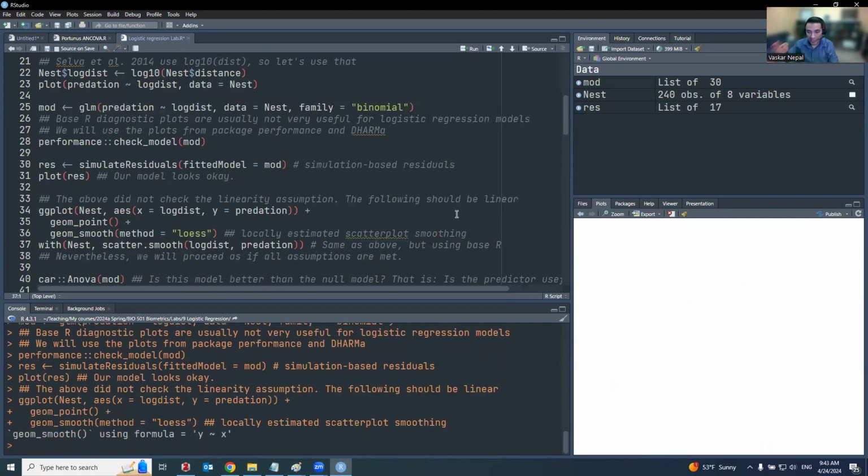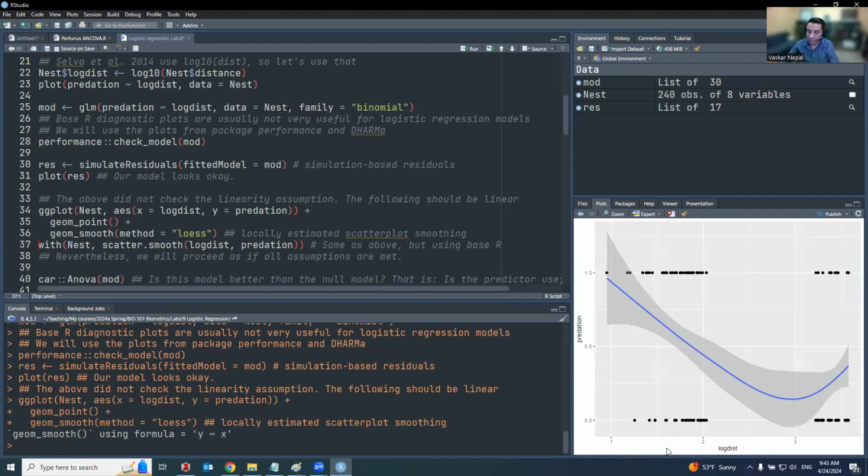Okay, so when we look at that, we see that indeed when log dist increases, the probability of predation decreases. So that's good. But at the very end, it actually goes up a little bit again. This last part on the very right is not what we want. This is against our assumption. But for the most part, yes, there is linearity, and that is good. That's what we wanted to see. So the linearity assumption seems to be met, but there are some problems.